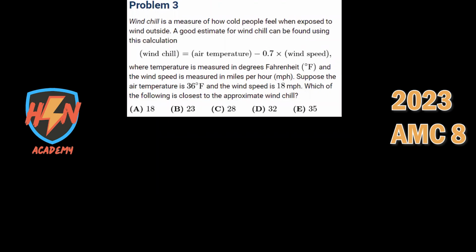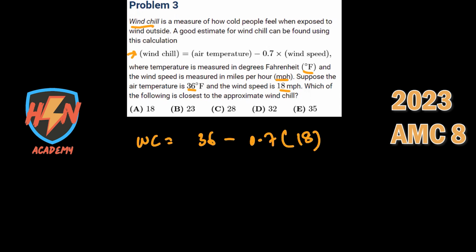In this problem, they are talking about something called wind chill, and what matters is the formula that they gave us. So wind chill is air temperature minus 0.7 times wind speed. So let's see what the values are that they gave us. So they told us that air temperature is 36 and wind speed is 18. So we'll just write it down, plug in the value. So 36 minus 0.7 times 18.